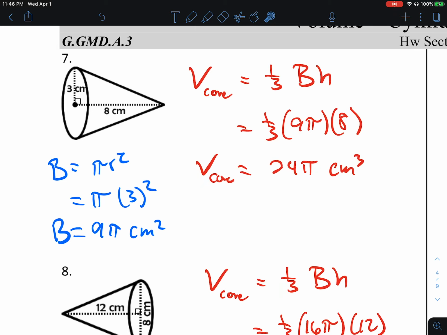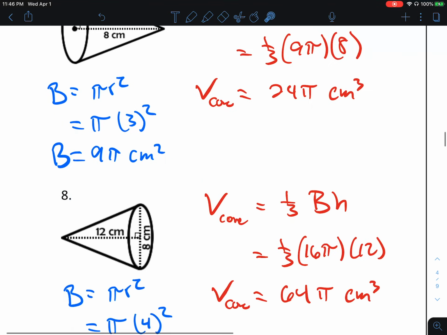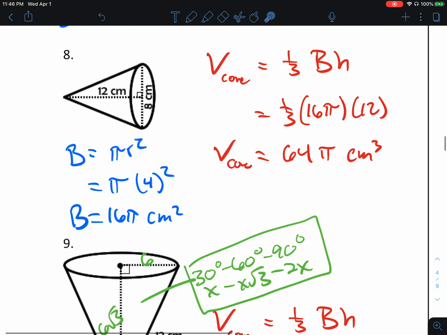The height is 8. It's the perpendicular distance from the base to the vertex. And that is a third of 9, which is 3. 3 times 8 is 24, so it's 24 pi cubic centimeters.